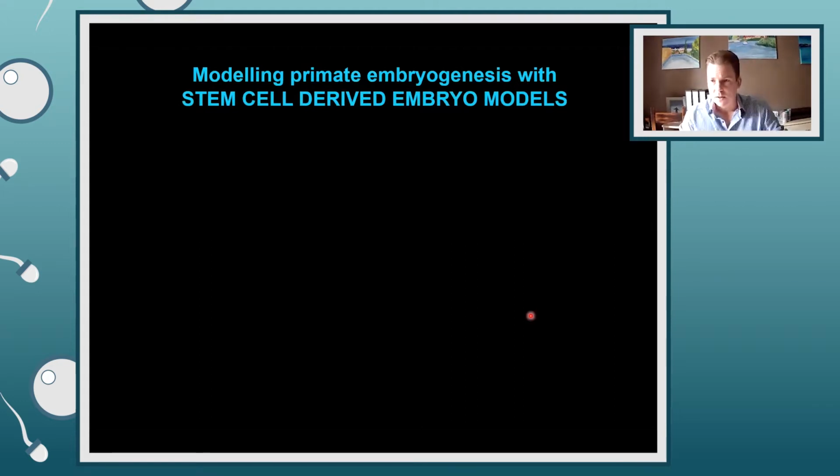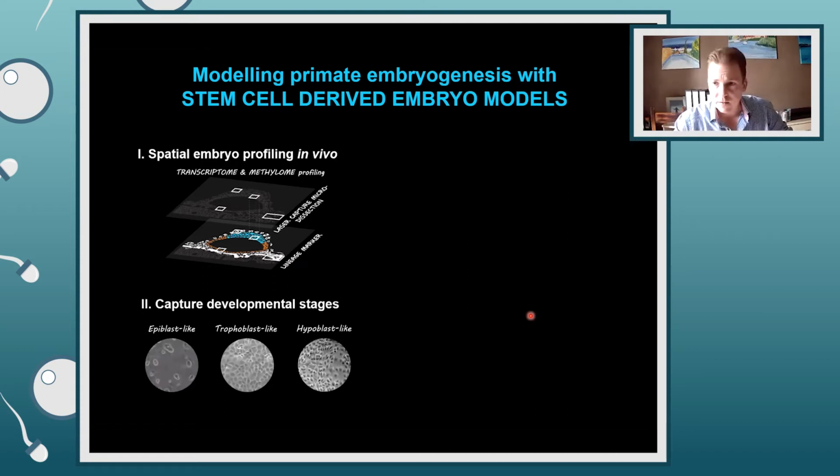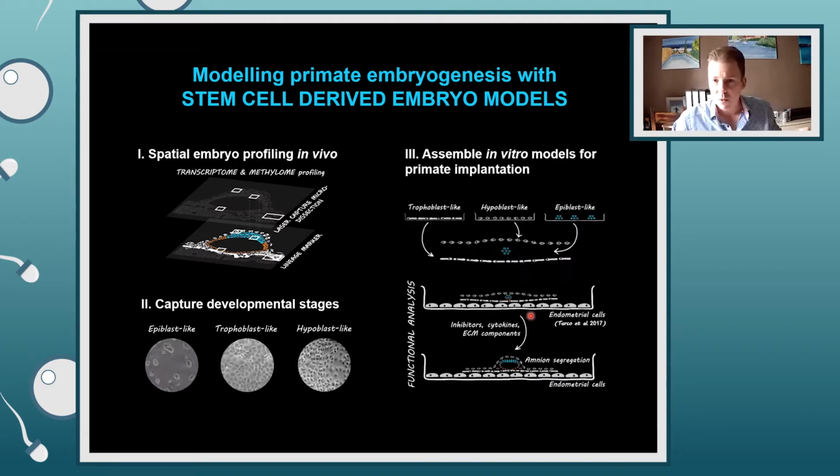This slide summarizes the approach that we take, and it is a very simple one. The first part is that we look at what is happening in vivo, and we use the marmoset, a small New World monkey. We look at what happens during embryogenesis and characterize it by spatial embryo profiling. The second part is that we would like to capture these developmental stages in vitro and then put them together and assemble in vitro models for primate implantation.